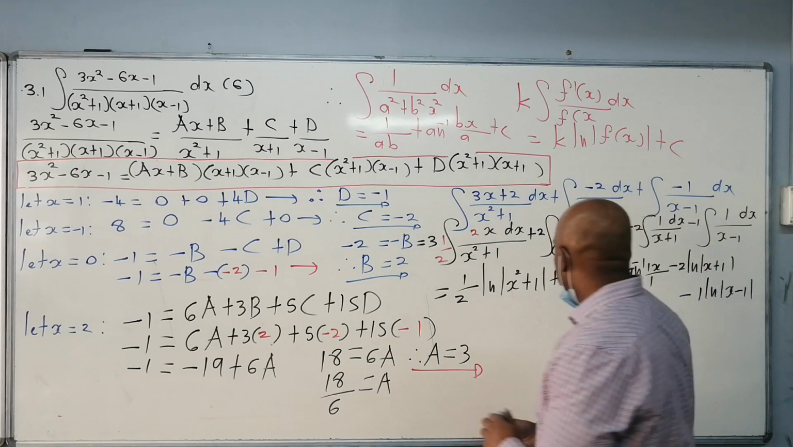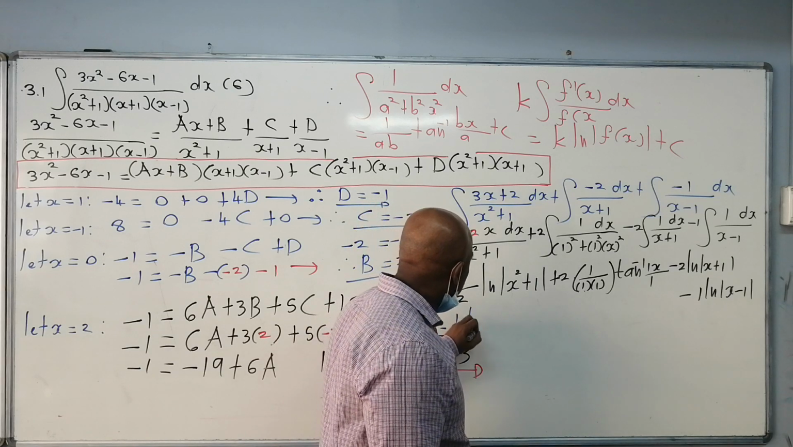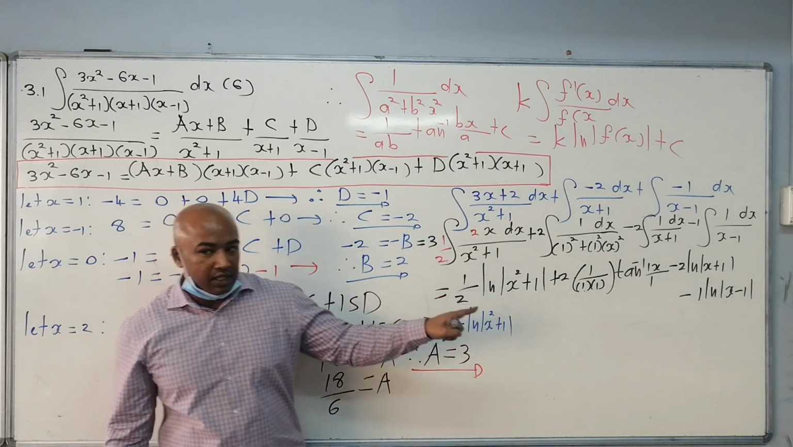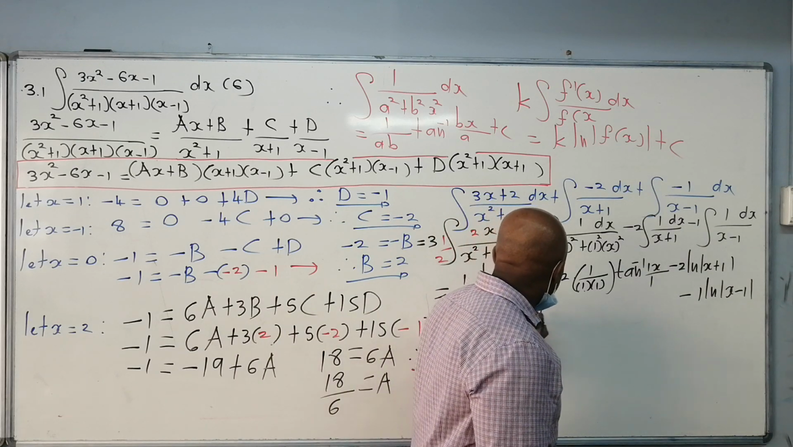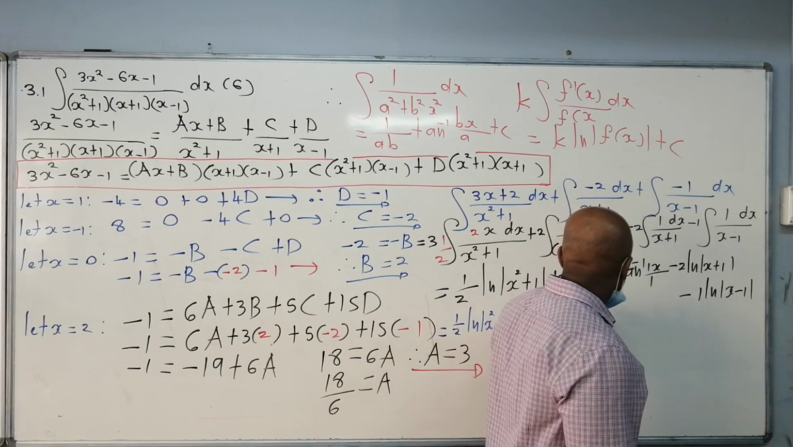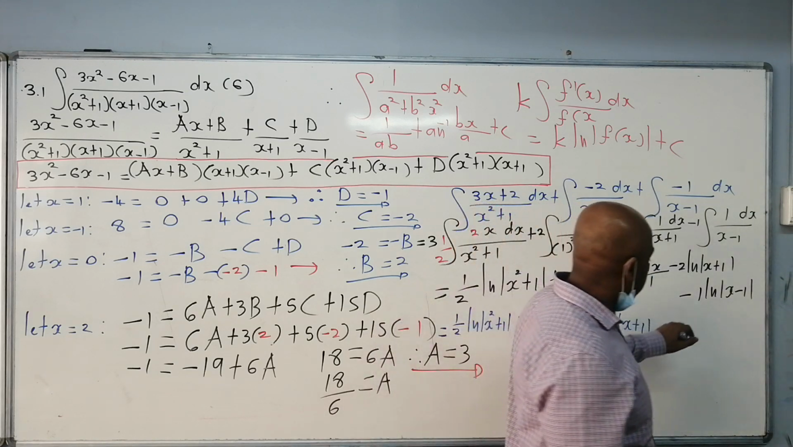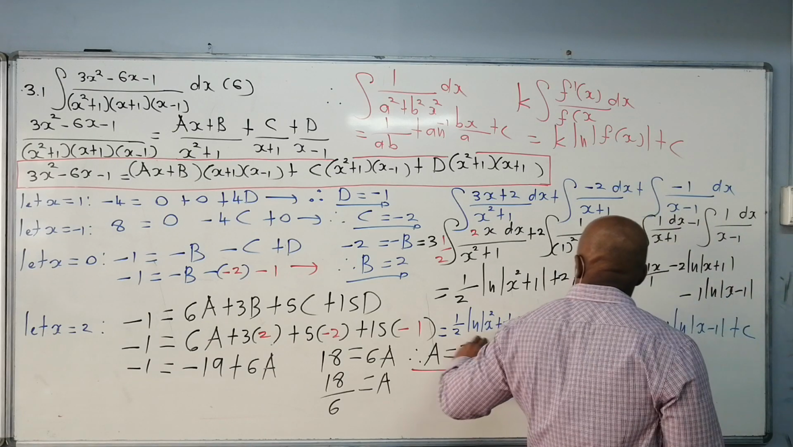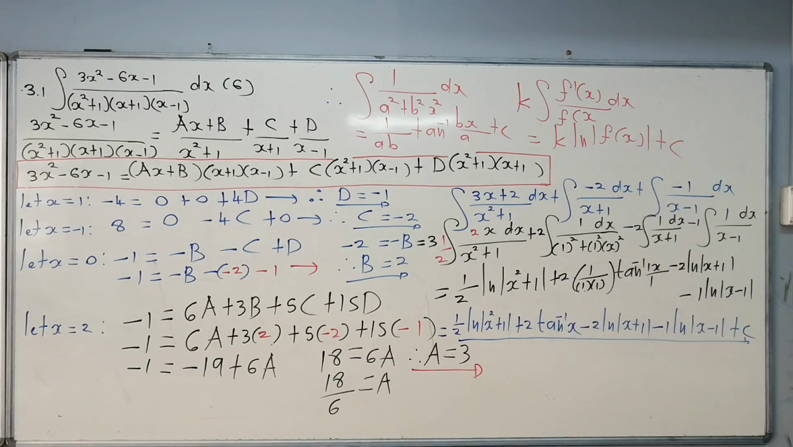Let me just write this down in one line here. So this is going to equal 1 over 2 ln absolute value of x squared plus 1. That's term 1. Term 2 is plus 2 times arctan or inverse tan of x. Term 3 is minus 2 ln absolute value of x plus 1. And we got minus 1 ln absolute value of x minus 1 plus c. And that's our 6 marks. Let's move on to the next one.